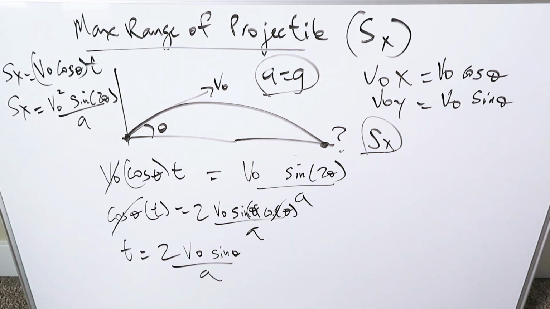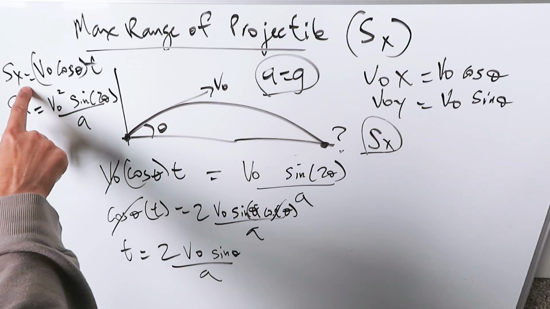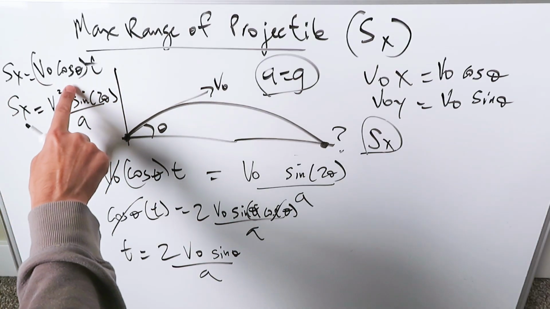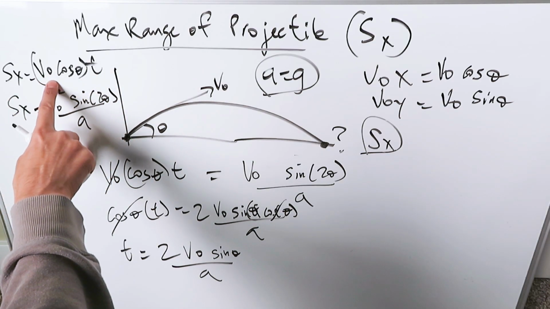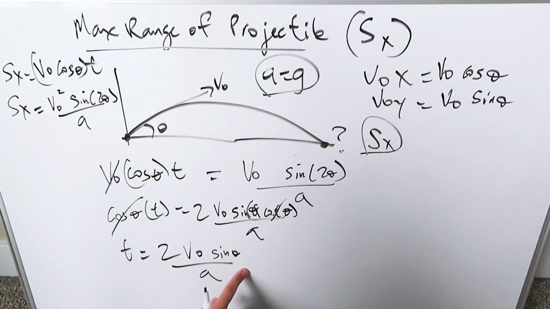Now we've developed yet another equation. If you wanted to go by this route here, the very top equation, where the displacement, the maximum range of your projectile, how far it went, is equal to initial velocity times cosine theta times time, but you don't know the value of time, I've given you the equation.